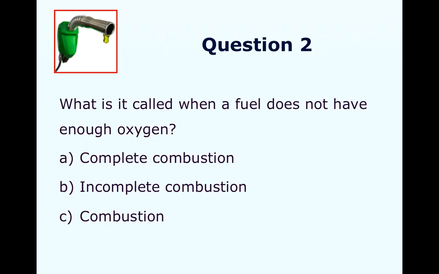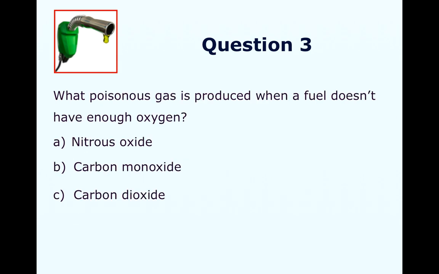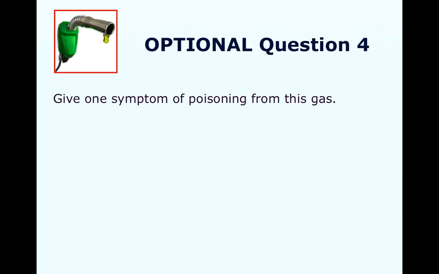Question 2. What is it called when a fuel does not have enough oxygen? A. Complete combustion, B. Incomplete combustion, or C. Combustion? Question 3. What poisonous gas is produced when a fuel doesn't have enough oxygen? A. Nitrous oxide, B. Carbon monoxide, or C. Carbon dioxide? Optional question 4. Give one symptom of poisoning from this gas.